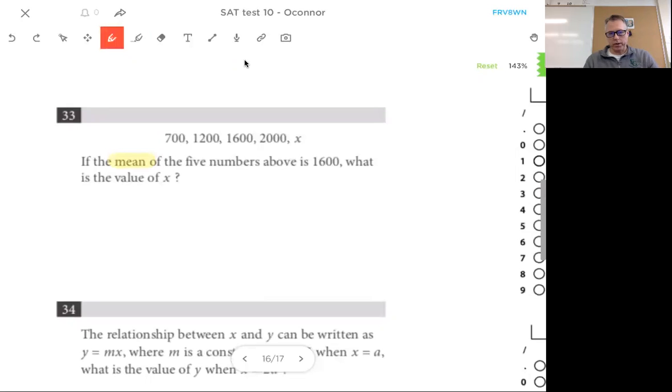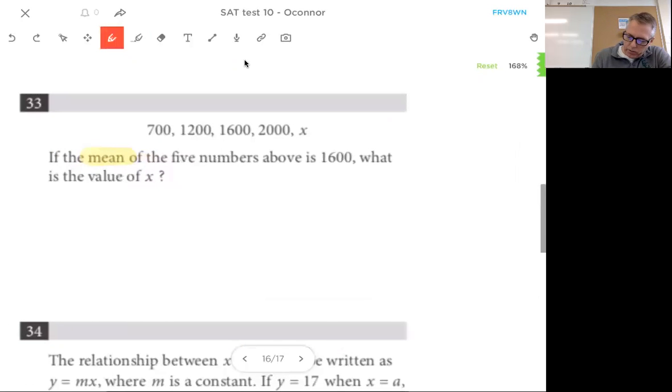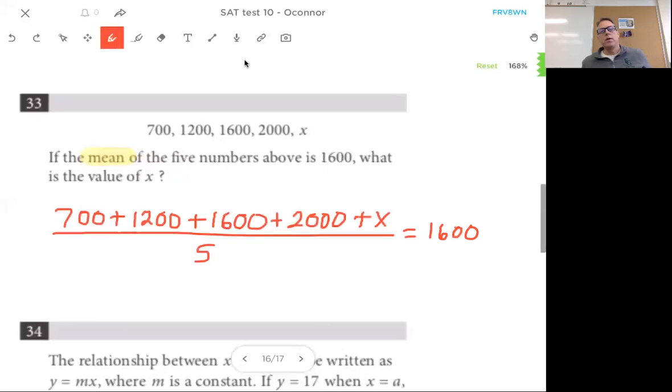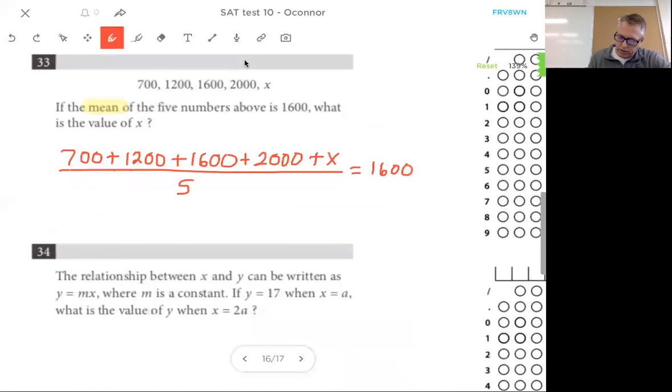You could do this a couple of ways. One way would be to find the average of 5 numbers. We add them together, 700 plus 1200 plus 1600 plus 2000 plus X, add them up and divide by 5 to solve for X. And then to do that, I would do 1600 times 5.